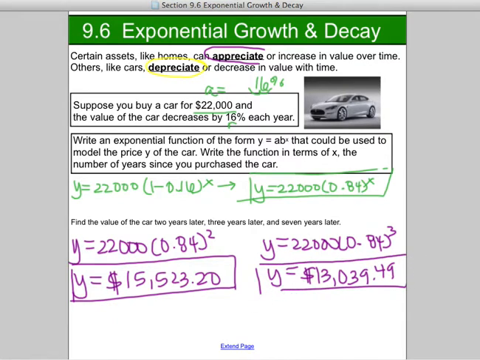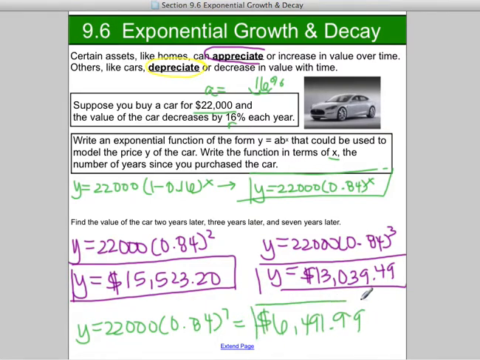And then lastly, I would do the same thing with 7 years later, plugging in 7 for x. All this can be done in your calculator. The biggest thing is that you need to know where to plug in 7. And 7 is going to be x because it's the number of years since the car was purchased. If we do that on our calculator, you will get $491.99. So after 7 years, it has lost a lot of value.